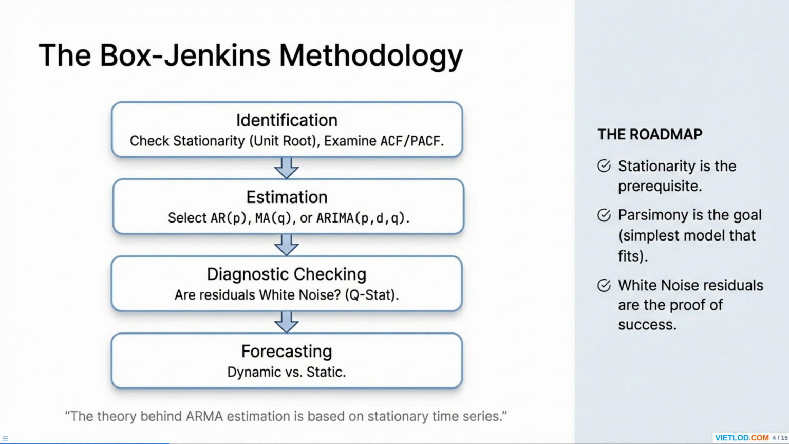Next is estimation, where, based on our identification, we select the appropriate orders for our autoregressive, moving average, or integrated autoregressive moving average model, and then estimate its parameters. Following this, we perform diagnostic checking. The core question here is whether the model's residuals are white noise. Achieving white noise residuals is the ultimate proof of our model's success, meaning we've captured all the predictable information.